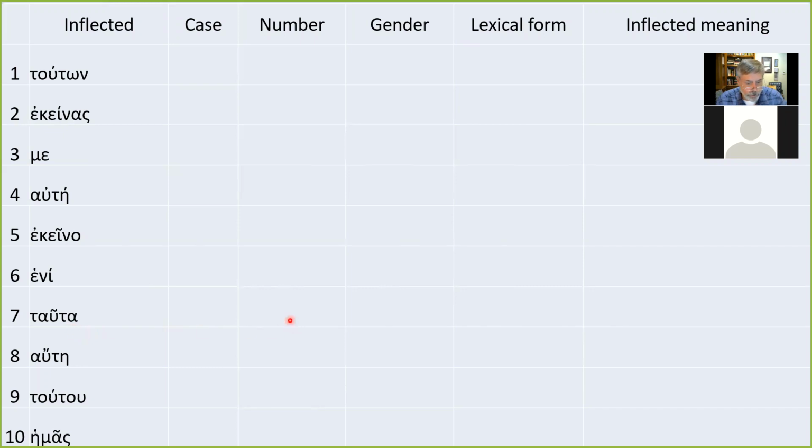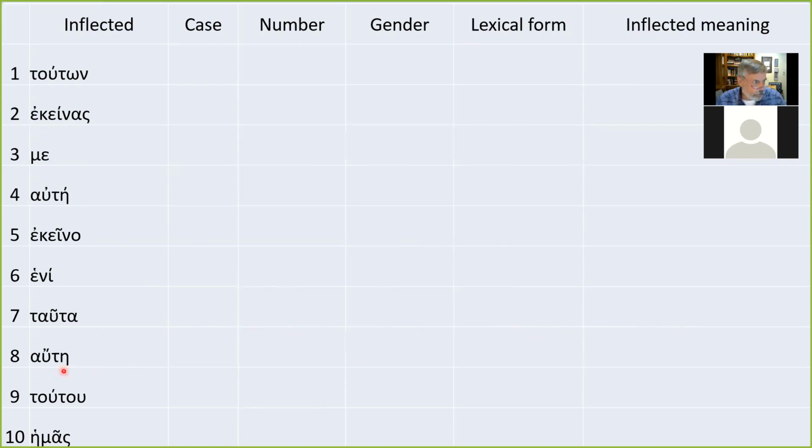So we already said the number here is plural. We already said that gender is neuter. Its lexical form, you had to look it up in the lexicon: houtos. And how would you translate that? These. Right, because it's plural. And so it's a near demonstrative. It's in the plural, so it'd be these. So it's not this, but these.